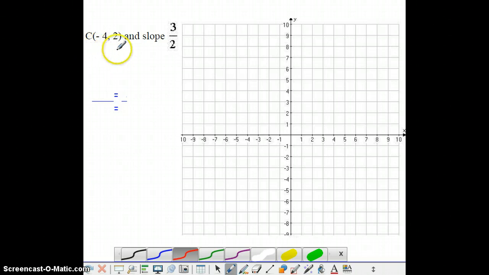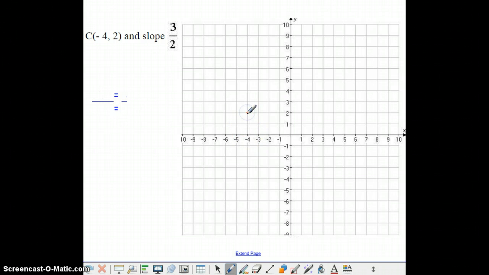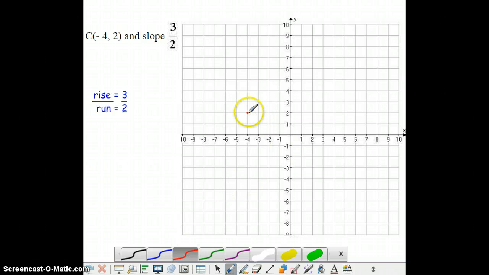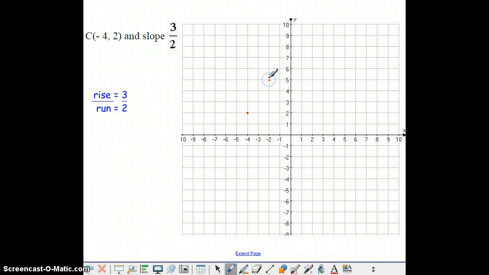Alright, for this one, our point is -4, 2. So I'm going to go from the origin back 4 and up 2 to plot that point. Now the only other information I have is the slope. And if you remember, the slope of 3/2 tells us that the rise is 3 and the run is 2 because it's rise over run. So I'm going to go up 3 for my rise, over 2 for my run. Up 3 for my rise, over 2 for my run. And then it would go off the page, so I'm not going to plot that one.